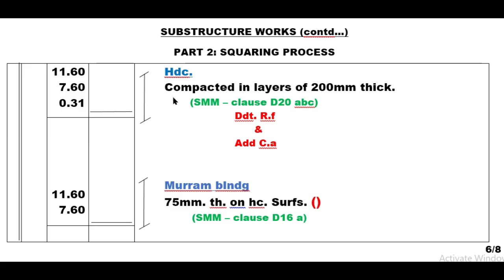The 11th item is hardcore. Explanation will be compacted in layers of 200 millimeters thick. So these are the values. We had the length of 11.60 as the length for the internal dimension of that structure, by a width of 7.60 by a depth of 0.31. Remember, if the thickness of the hardcore is more than 300, now we can book it here.